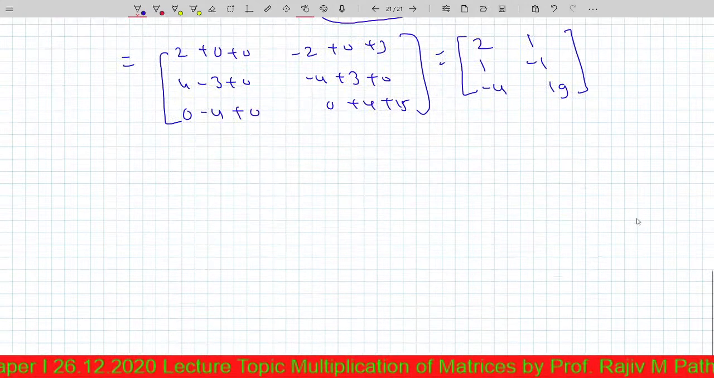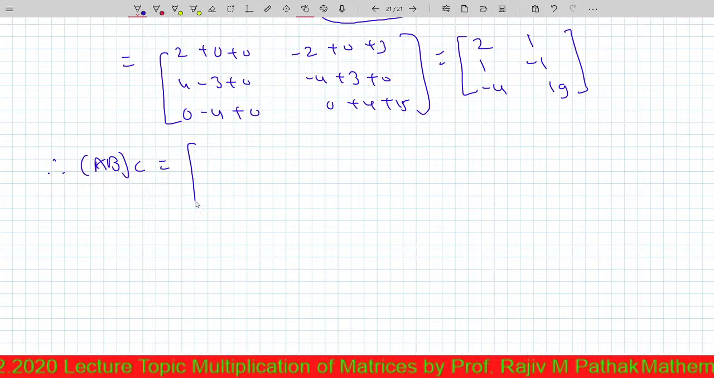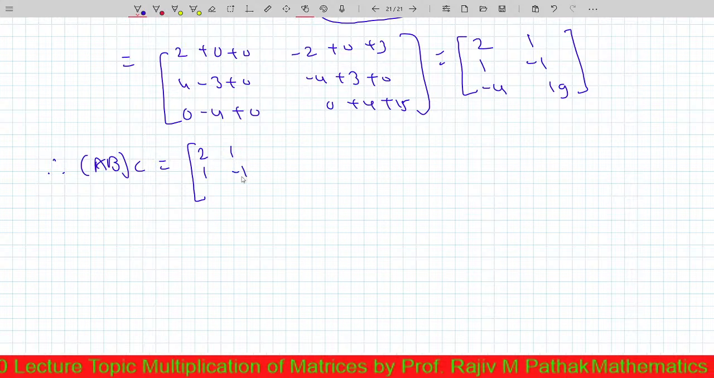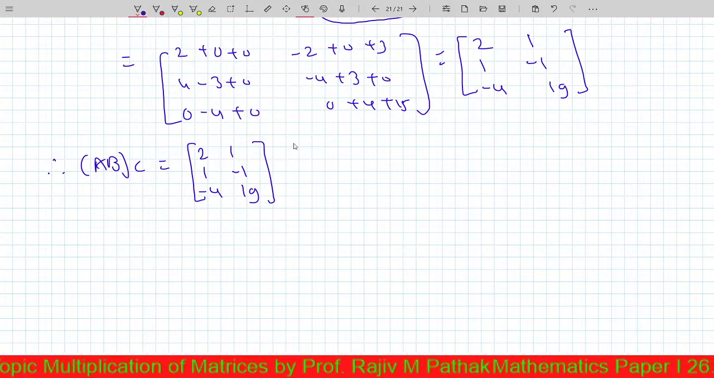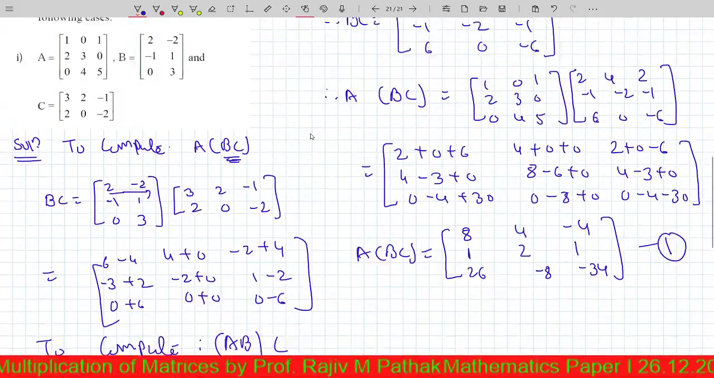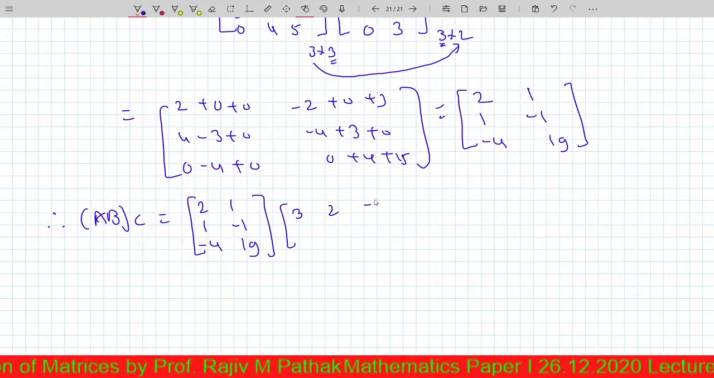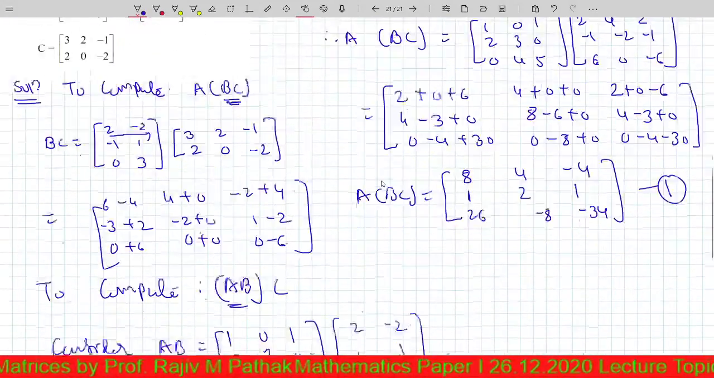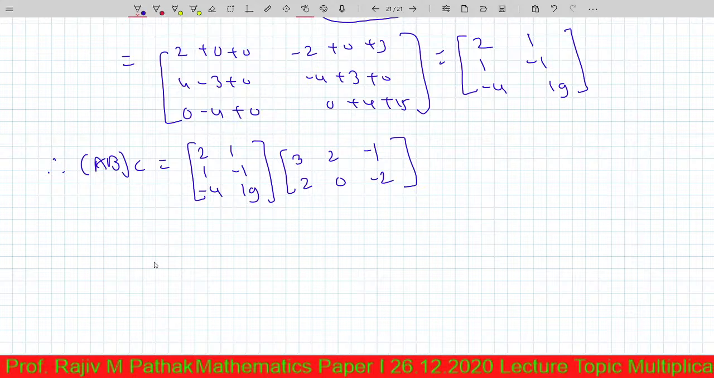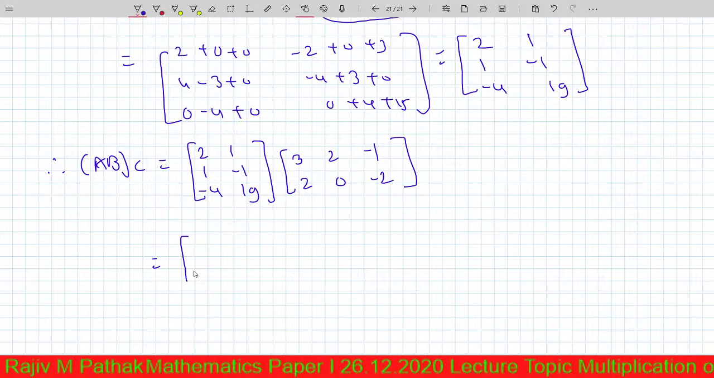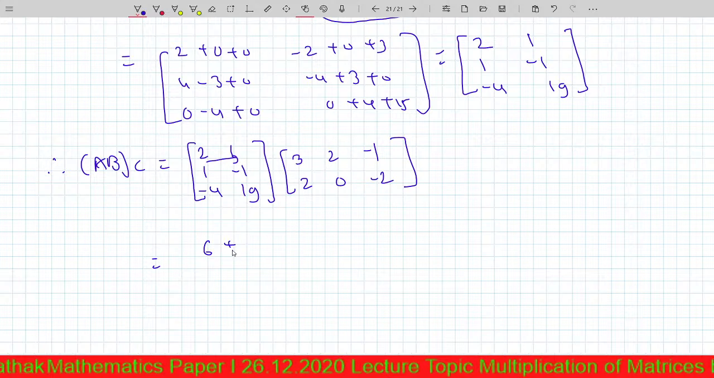Then you compute AB into C. Therefore, AB into C is equal to, so AB is what? 2, 1, 1, minus 1, minus 4, 19 into C. What is matrix C? C is 3, 2, minus 1, 2, 0, minus 2. So multiply. First row is this, first column. So 2 into 3 is 6, 6 plus 2.